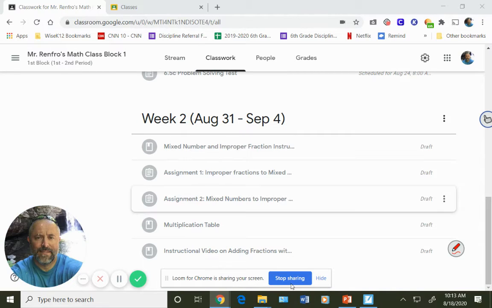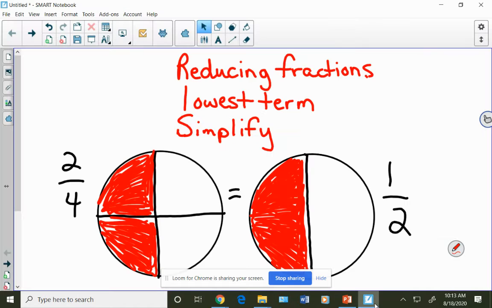This is Mr. Renfro. I'm going to do a short instructional video on reducing fractions. Okay, reducing fractions, making a fraction into its lowest term, simplifying. These all mean the same thing.